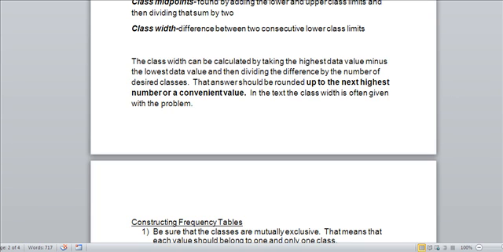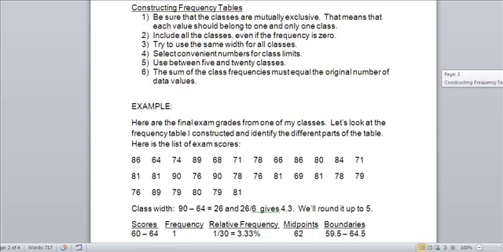When you get this number where you divide the difference by the number of classes, regardless of what the answer is, you want to round it up. If you don't round it up to the next highest value or to a convenient value, failing to round up may mean that one data value won't fit into your table anywhere. So be aware of that.